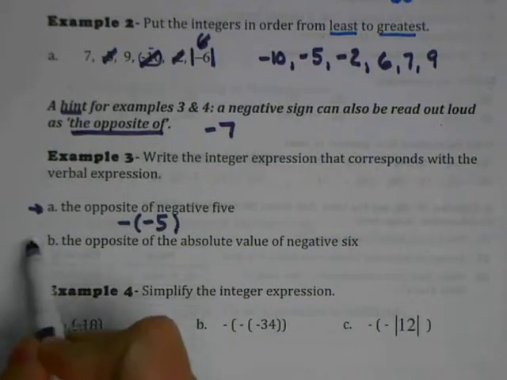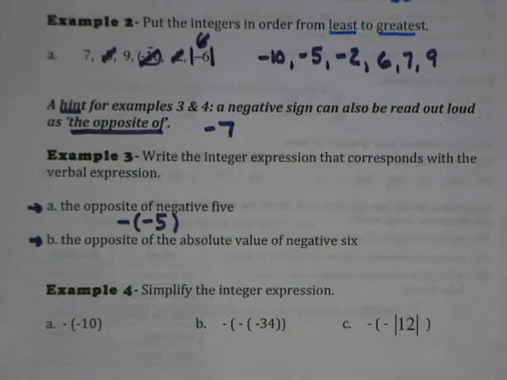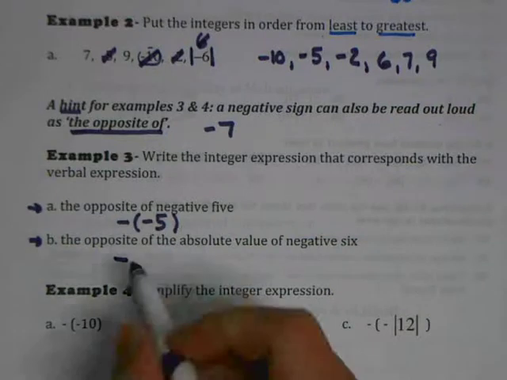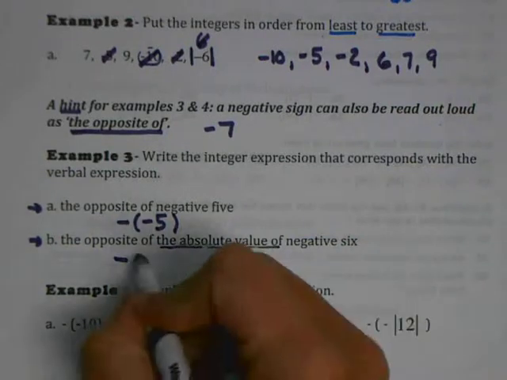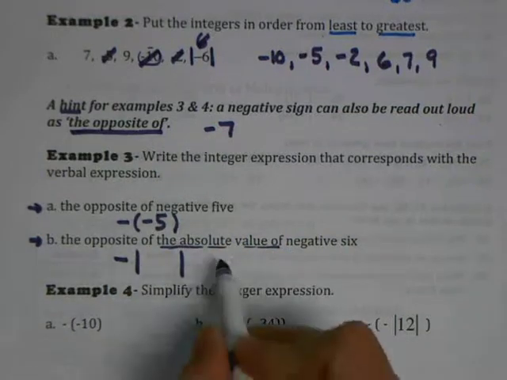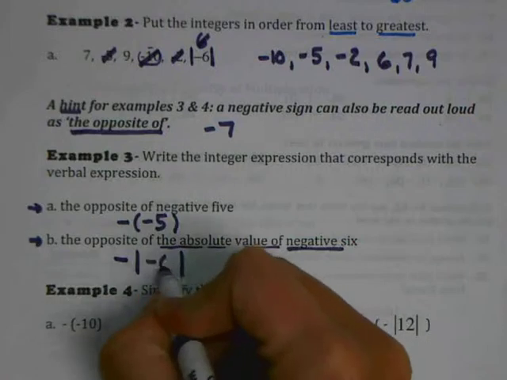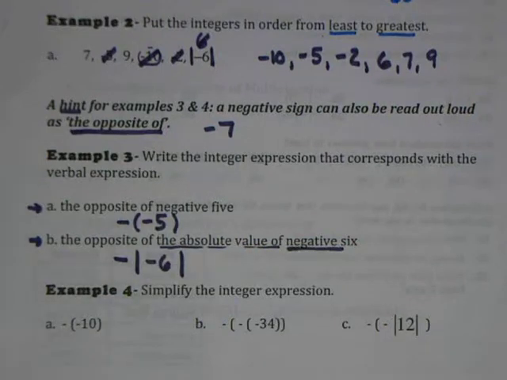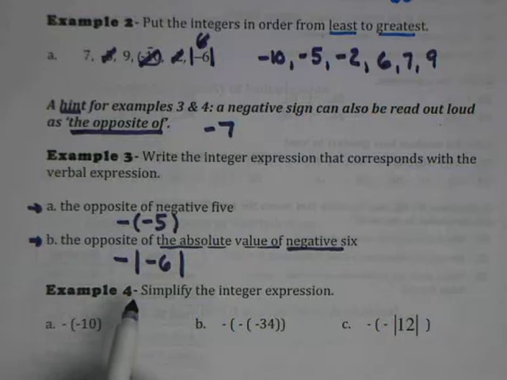So let's try B. The opposite of the absolute value of -6. Okay, so let's start with "opposite of." How do we write "opposite of"? A negative sign. The opposite of the absolute value of, so we know we're going to have to do an absolute value symbol like this. And what is it the absolute value of? -6. So that's going to go inside our absolute value symbol. Okay, so that's putting it from English words into the math symbols.